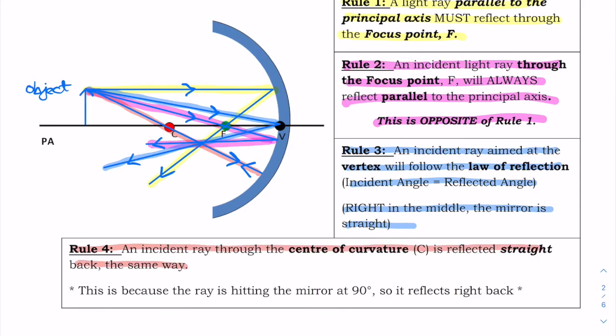And the reason for this is the ray of light is actually hitting the mirror at a 90-degree angle, so it reflects back in the same direction. So you can add a 90-degree angle where ray number 4 hits the mirror like I'm doing right now. And there you go, everyone. Those are the 4 rays of light that are going to help us find an image.